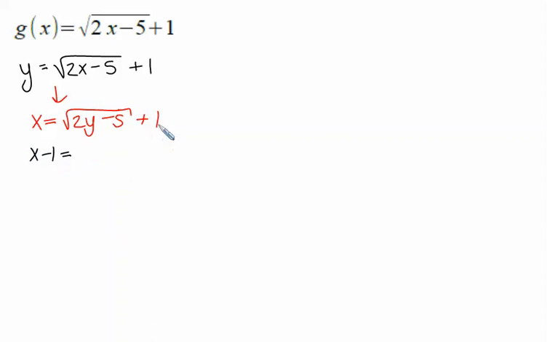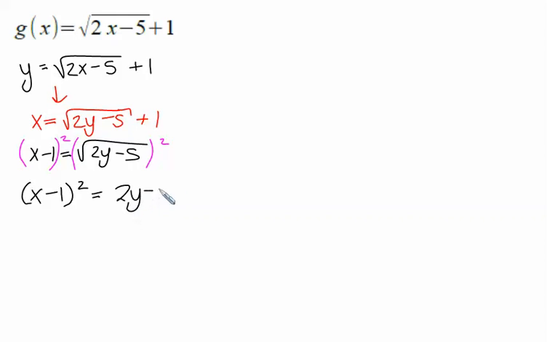So first we will subtract the 1 from both sides. Then we will square both sides to get rid of that annoying square root. But please don't FOIL the left-hand side, because that would make it a whole lot more difficult to verify inverses. Next, we will add 5 to both sides. And last but not least, we will divide the entire equation by 2.